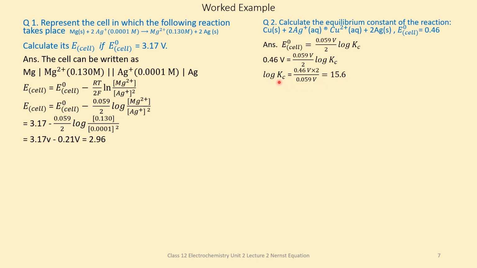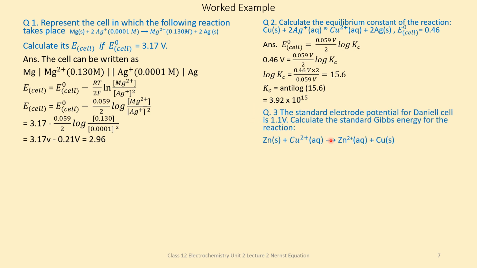So to find Kc, we have to take the anti-log. So Kc is equal to anti-log of 15.6. From tables, you can write that anti-log of 15.6 is 3.92 into 10 to the power of 15. This is applying the standard log and anti-logarithmic table method.